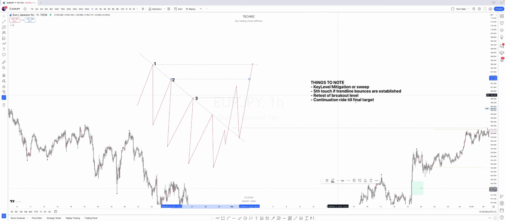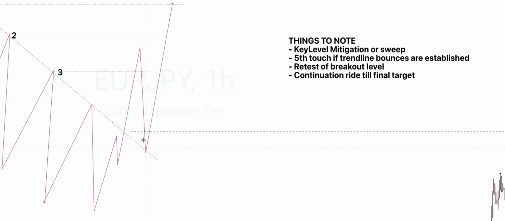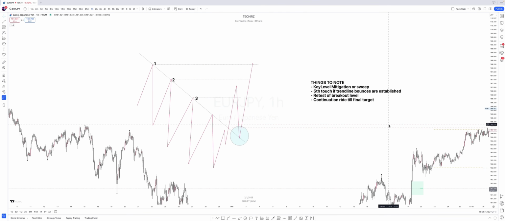Now the third thing to note is that there's going to be a retest of the breakout level, which is what we have managed to establish here. And then the fourth one is we're going to continue the trend until the final target. So in case you're not able to catch the retest, you're also going to be able to get into the moves that are established when price is moving to the take profit zone.